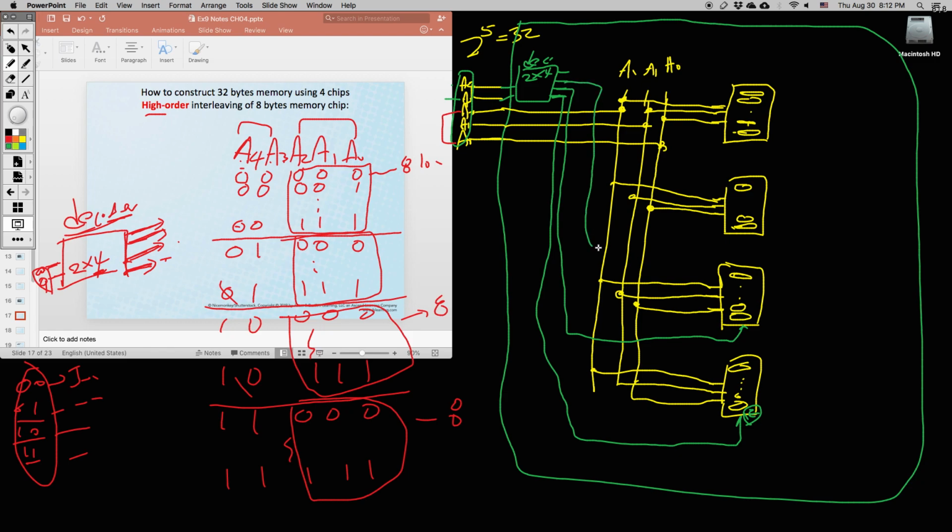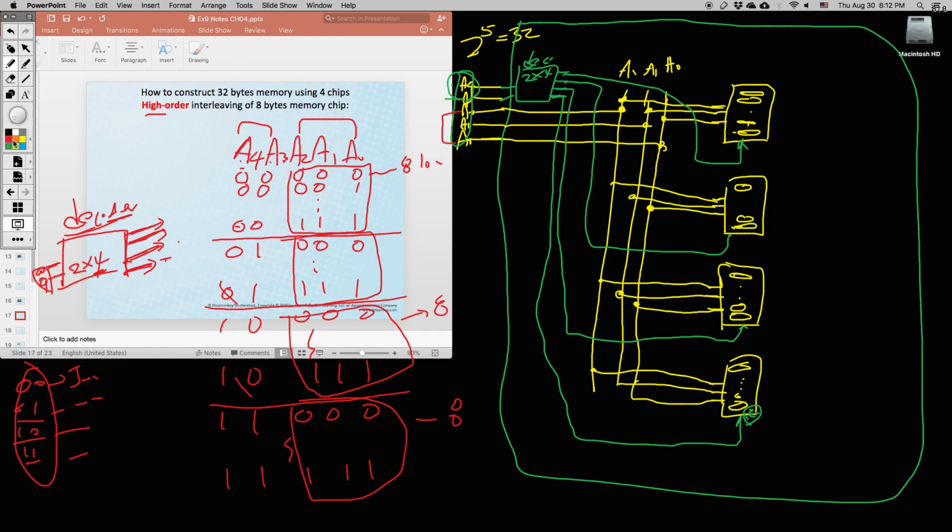This one we want to enable, and then this one we want to enable. So if we configure this way through a 2 by 4 decoder, we choose one of the four modules, one of the four chips, by the high order bits, and then the low order bits are just connected in parallel to the address lines. That is called high order interleaving.